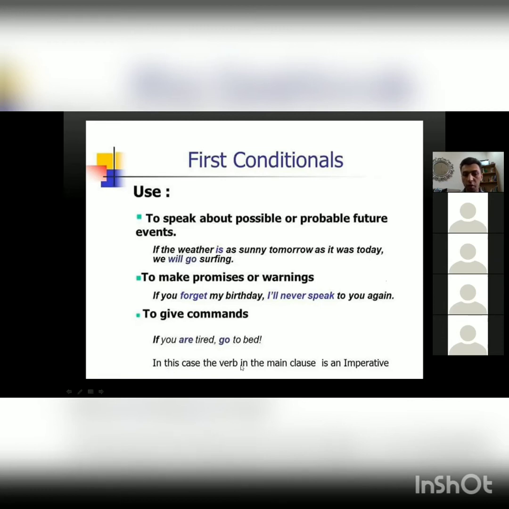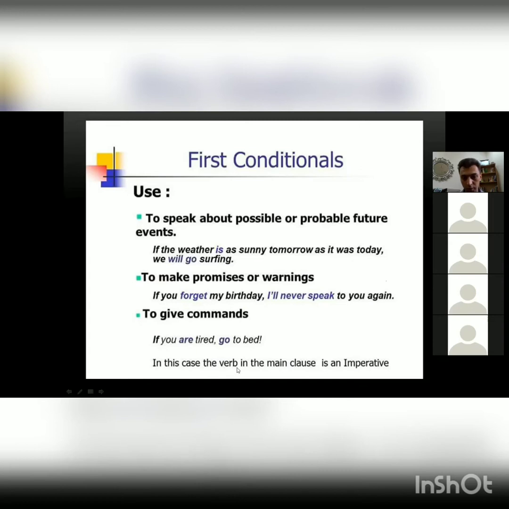In this case, the verb in the main clause, that is the main clause, not this one, that is the if clause, and that is the main clause, is an imperative. Imperative means order, to ask something. In Kurdish, we call it dakhwazi, amr. When we ask someone to do something, that is imperative.